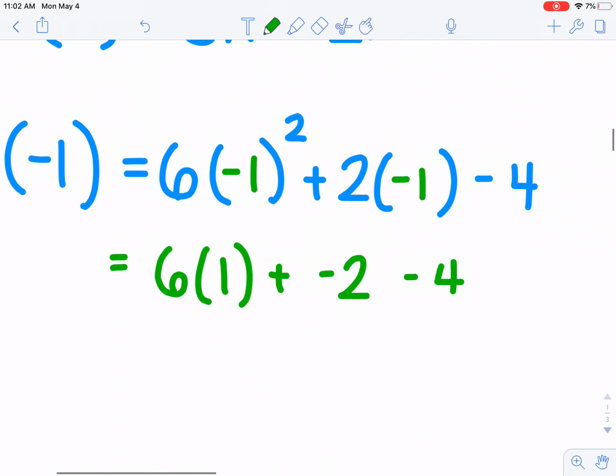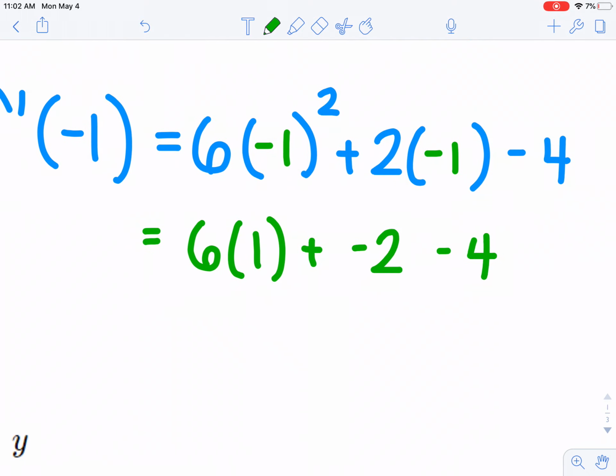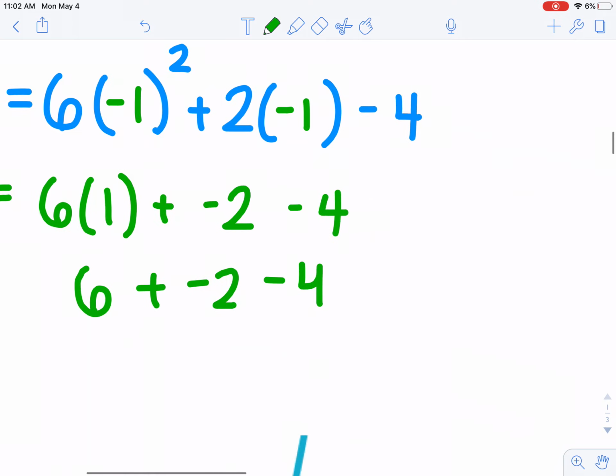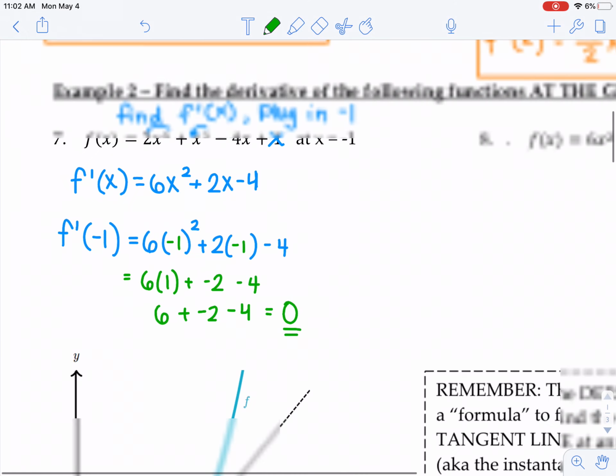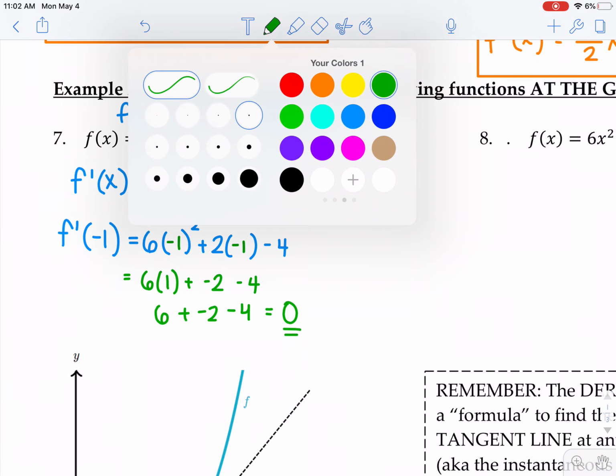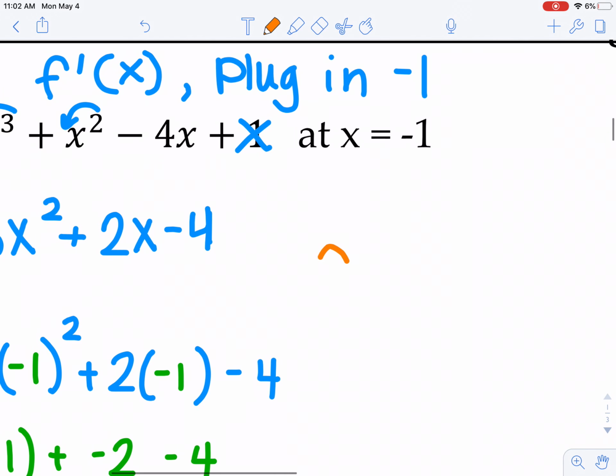All right, so here's what I just did, guys. -1 squared is 1, is +1. So I get 6. 2 times -1 is -2. Minus 4. Oh, look at that. I get 0. Okay, so that's my answer. The derivative at x equals -1 is 0.